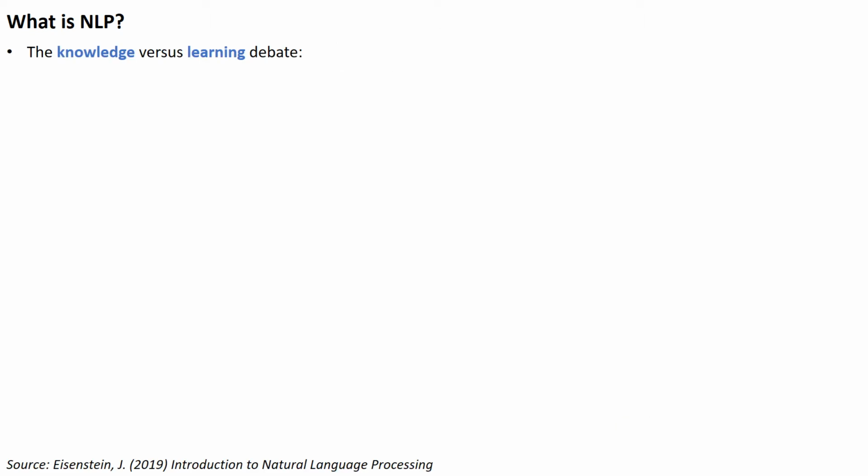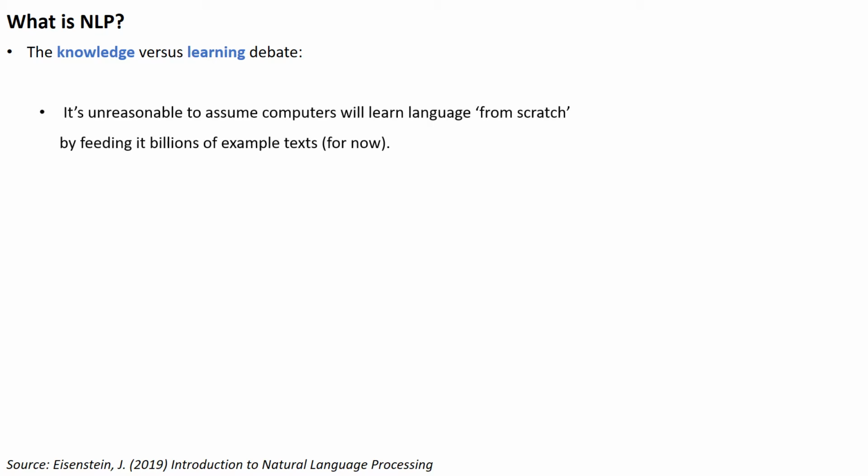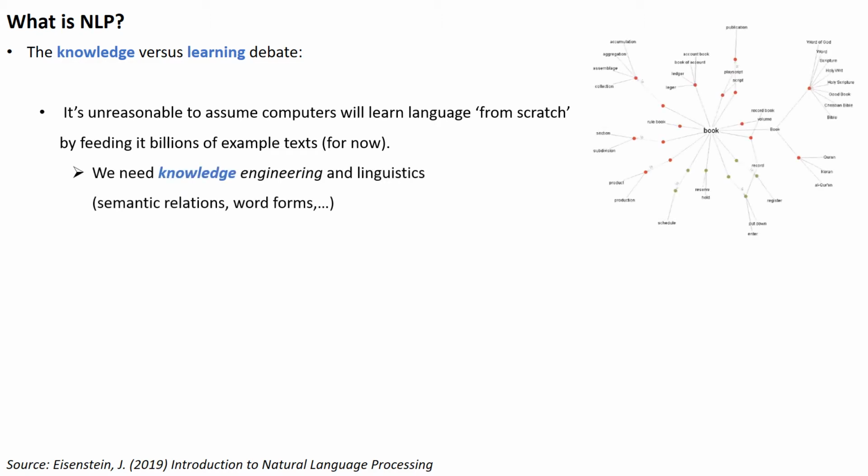Basically, what it comes down to is a debate between knowledge versus learning. On the one hand, it's totally unreasonable to follow the computer science fellas and assume that computers will just learn from the ground up what language is and how it works and how you should generate it by feeding it billions of example texts and looking for correlations and co-occurrences within those examples. We still need knowledge engineering and linguistics. We still need to feed our NLP software semantic relationships, word forms, etc.